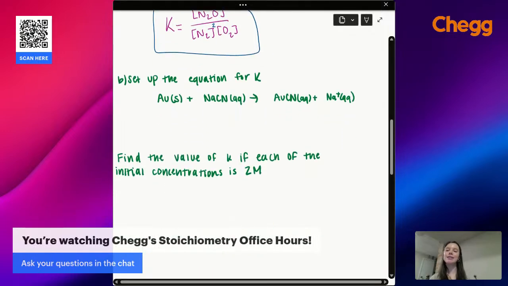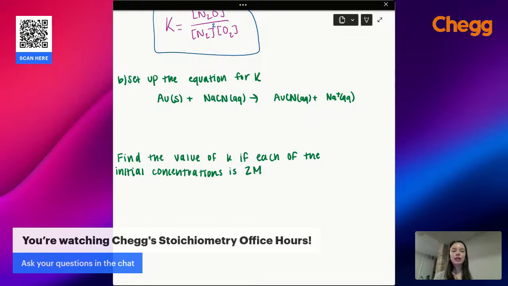All right, next we want to set up the equation for K, and this is gold plus NaCN. Okay, so I see we're getting some thumbs up. We're understanding. Perfect. So gold plus sodium cyanide yields gold cyanide plus sodium. So what we want to do first to solve for K is, again, balance that equation. I think this is going to be pretty easy to balance, actually. I might have made this one too easy.